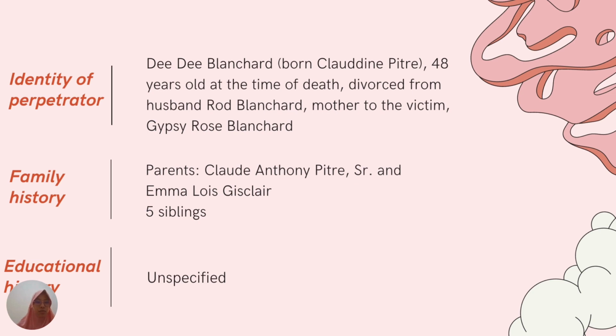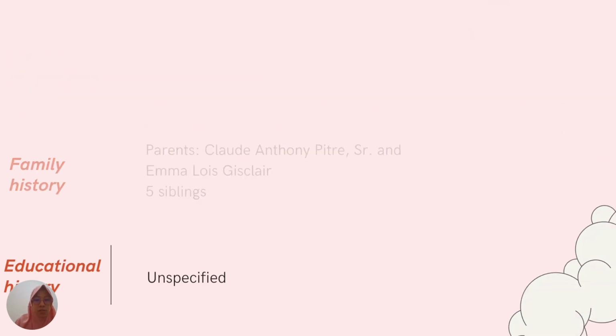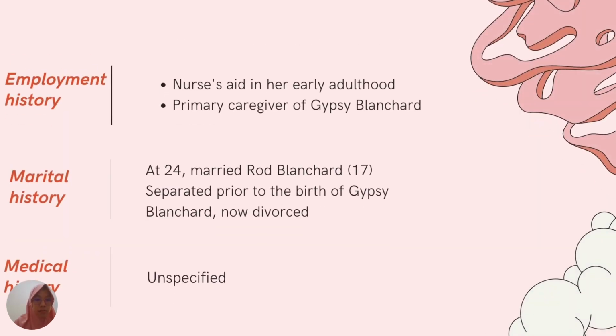So here's the family history of Didi. Her parents are named Claude Anthony Pitre Sr. and Emma Louise Gisclair, and Didi is one of five siblings. Didi's educational history is unspecified in the case description, and she only has one employment history, which is that in her adulthood she served as a nurse's aide, and after that she is unemployed and mainly the primary caregiver of Gypsy Blanchard.